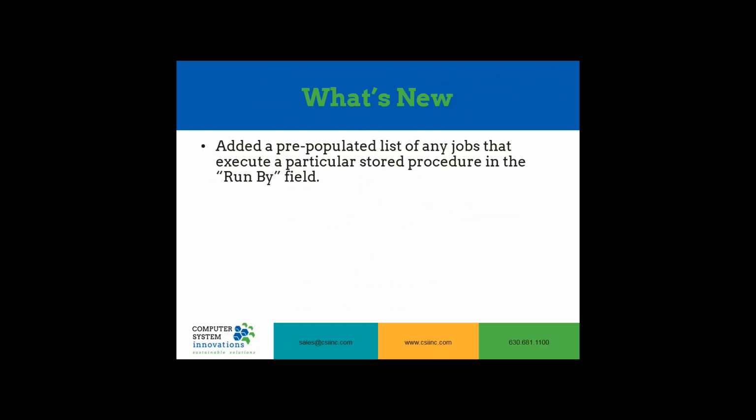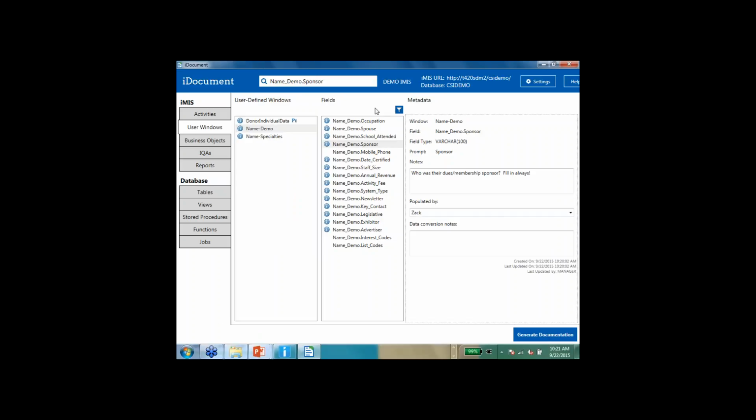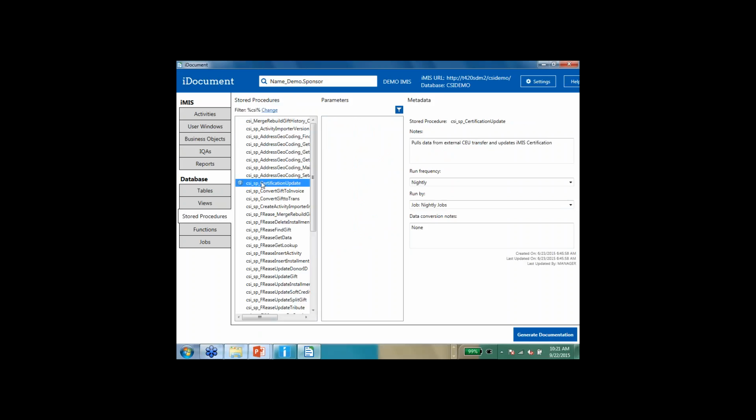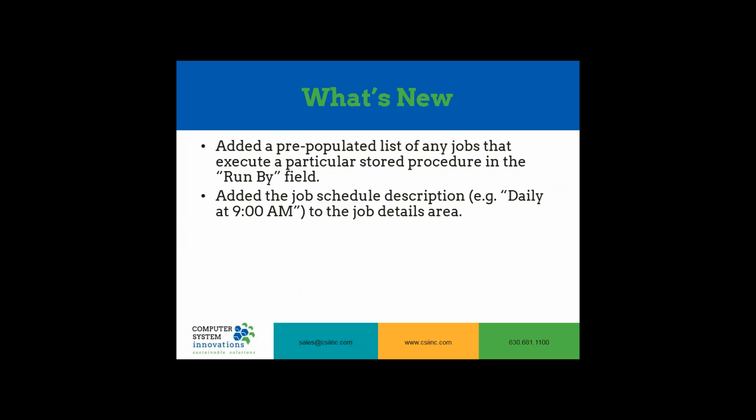We added a pre-populated list of any jobs that execute a particular stored procedure in the run by field. So what we're doing now is when we do find a stored procedure and we know that that stored procedure is referenced in a job, we can now populate that automatically. So you can see this is actually pre-populated the run by, because we've already figured out that this stored procedure exists in a job called nightly jobs. So that's one of our focuses right now, to make iDocument automatically aware of your database, to figure out things so that you don't have to go and populate them. And that's where we've been getting a lot of requests. People want to just install it and have it know everything about your database. We're not there yet, but we're making strides.